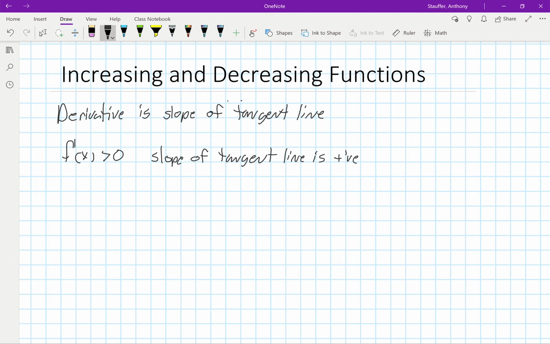Okay, the slope of the tangent line is positive. Well, what other inference can we make from this? And we can make the inference that that means that the function is increasing. So if we have that f prime at x is greater than 0, that means the slope of the tangent line is positive, or the slope of the tangent line is greater than 0, and that would mean that the function is increasing.